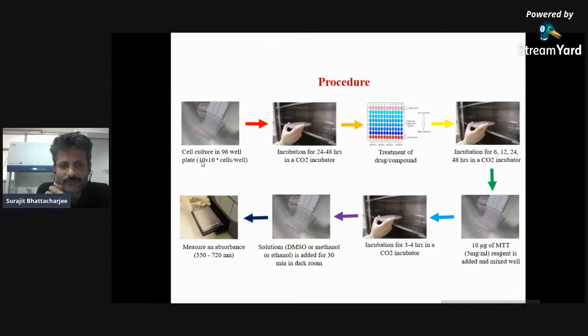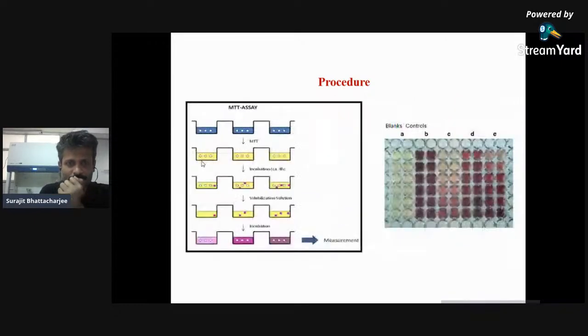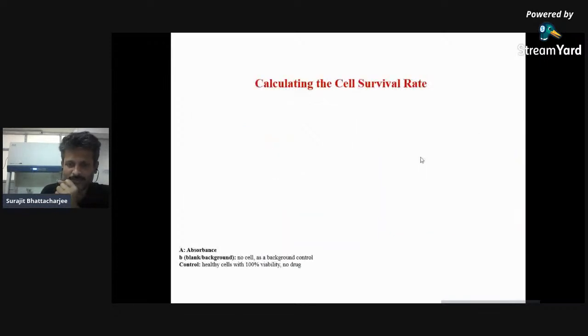And then we dissolve the formazan, that is the formazan which is formed due to the reduction of the MTT, and then we keep it for 30 minutes in the dark room, and then we measure the absorbance at 550 to 720 nanometer wavelength. It is the basic protocol we have discussed, that when MTT has been added, the cells which are viable, they convert the MTT to a purple formazan, and this purple can be visualized by dissolving the converted formazan into the DMSO, and then we can take the OD in a specific wavelength.